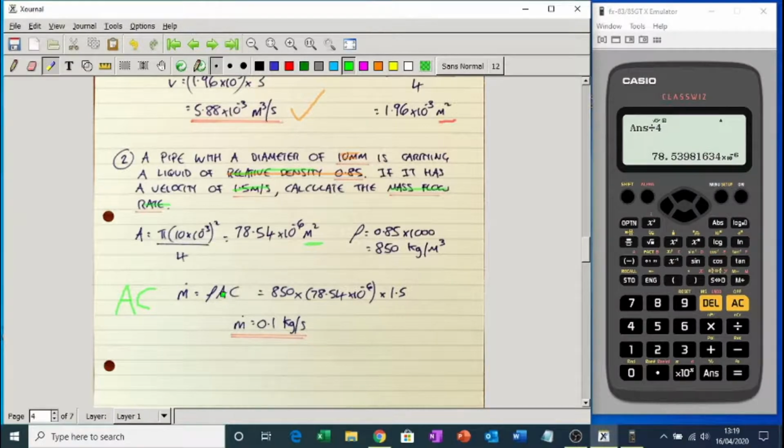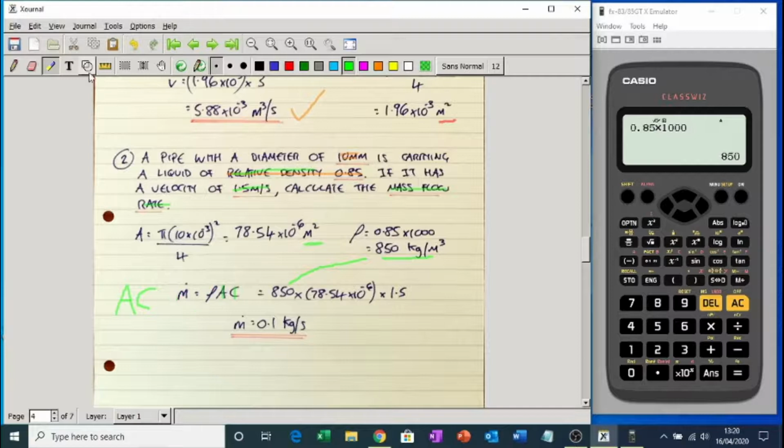So I know the area now. I know the speed anyway, because it's 1.5. I know the density. Don't forget, I've given you relative density, so we're going to multiply by 1,000. You should have seen that in previous videos. It's relative to water, so 0.85. You shouldn't need a calculator to do this. The density is 850. That's the number I'm going to use.